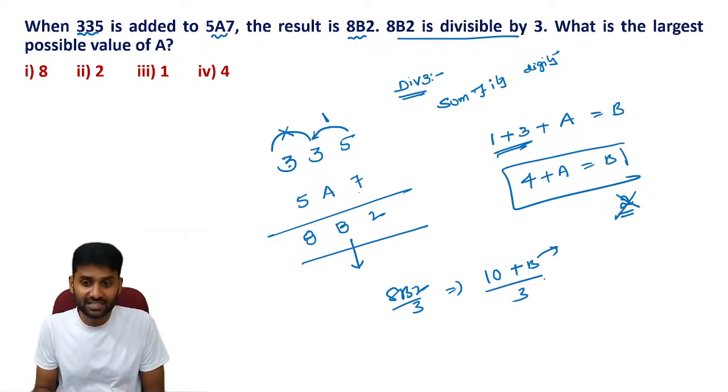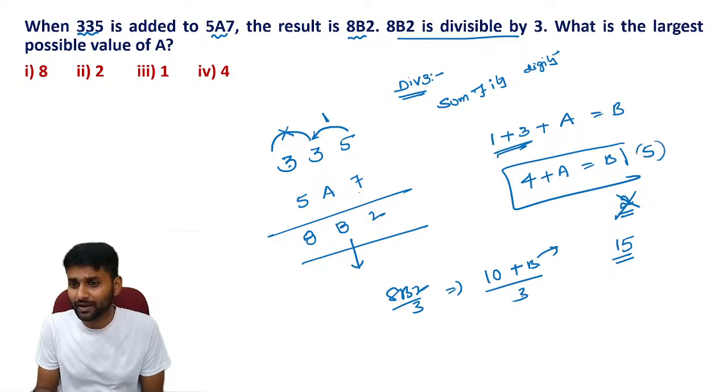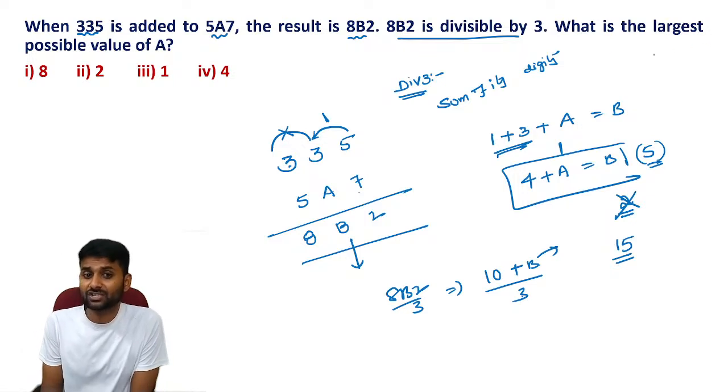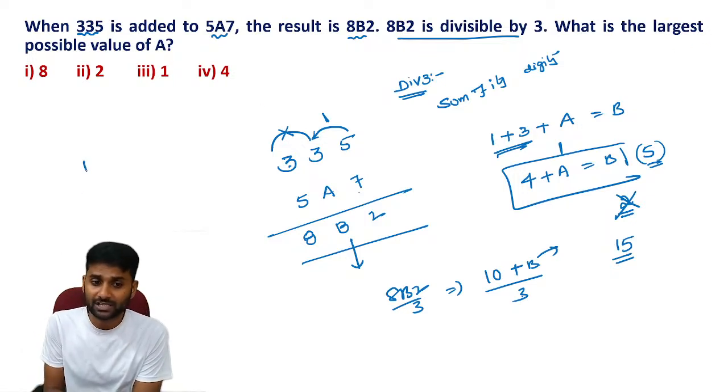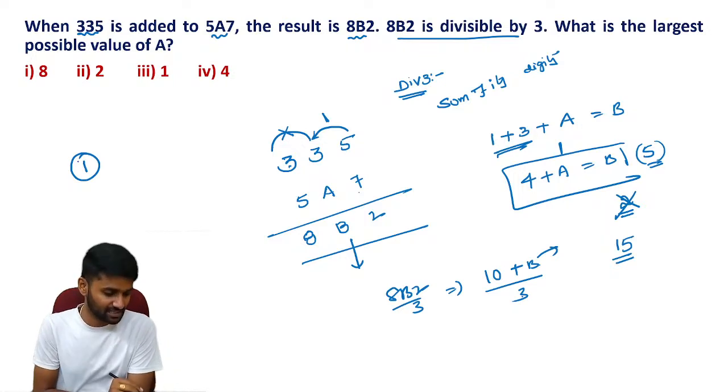Let's check with the 3 table, guys. Take 3 into 5 is equal to 15, so b is equal to 5. If b is equal to 5, definitely a should be replaced with 1. But here the question is, what is the largest possible value of a? So 1 is possible, but don't think that it is the largest one.